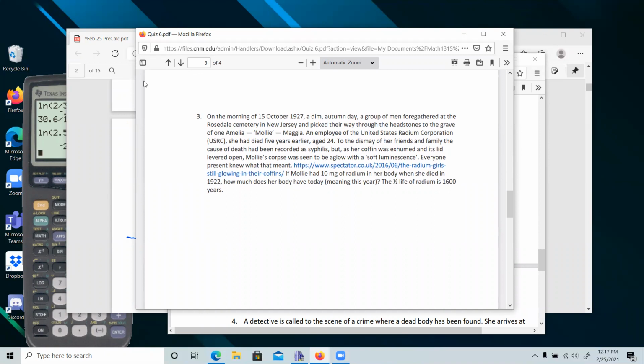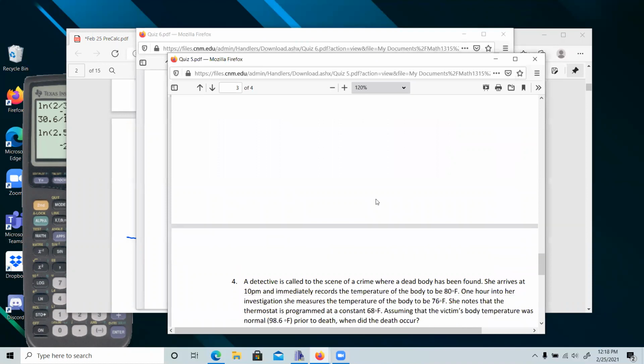Okay. So on the morning of October 15th, 1927, it's a dim autumn day. A group of men, I like this one, it's very poetic, foregathered at the Rosedale Cemetery in New Jersey and picked their way along the headstones to the grave of one Amelia Molly Maggia. Okay, she was an employee of the United States Radium Corporation, USRC. She had died 5 years earlier. Okay, so we're putting her time of death as 1922.